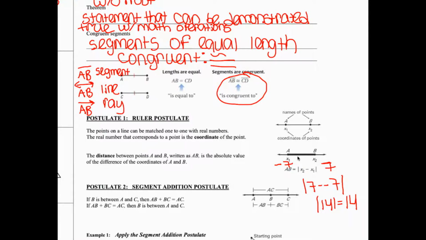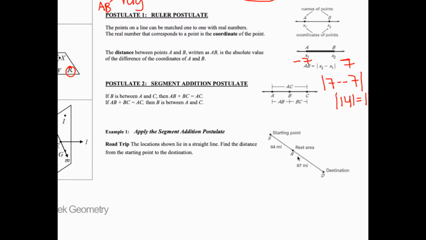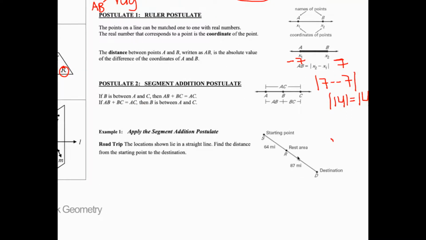Okay, next piece is the segment addition postulate. The segment addition postulate is: if B is between A and C, then AB plus BC is equal to AC. If AB plus BC is equal to AC, then B is between A and C. So it's just saying that we can add together the segment AB, so this segment, to BC, and that equals the entire distance. So pretty obvious statement.